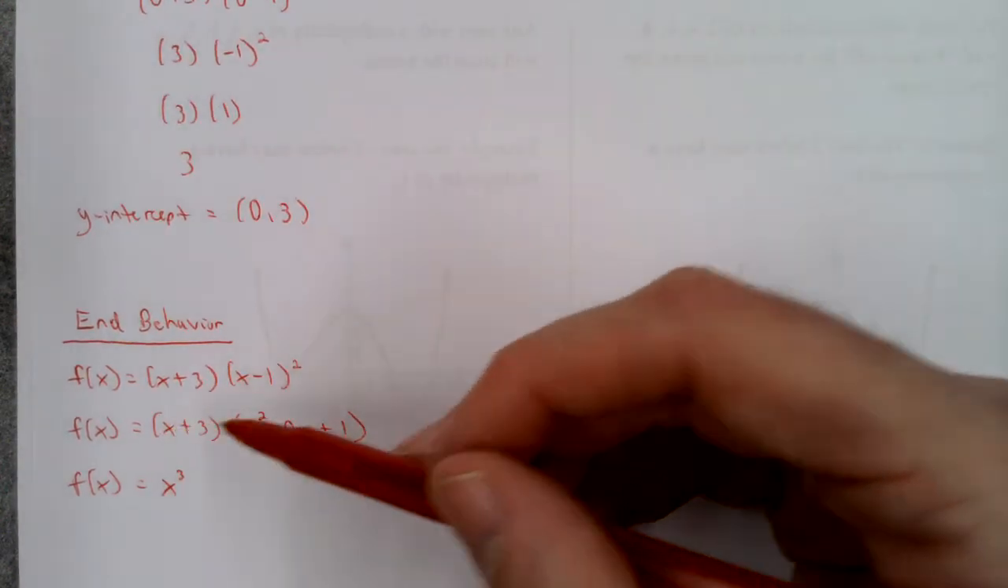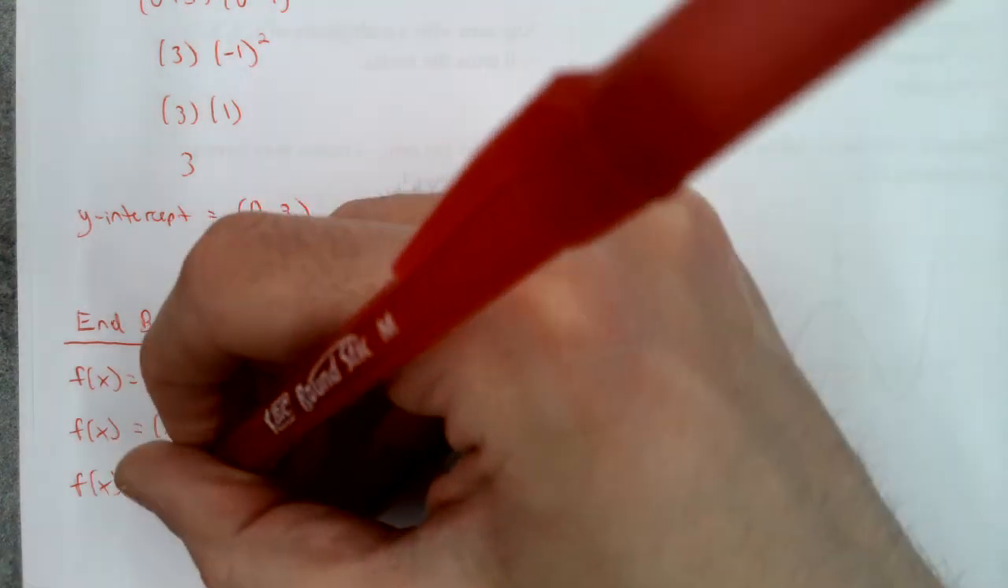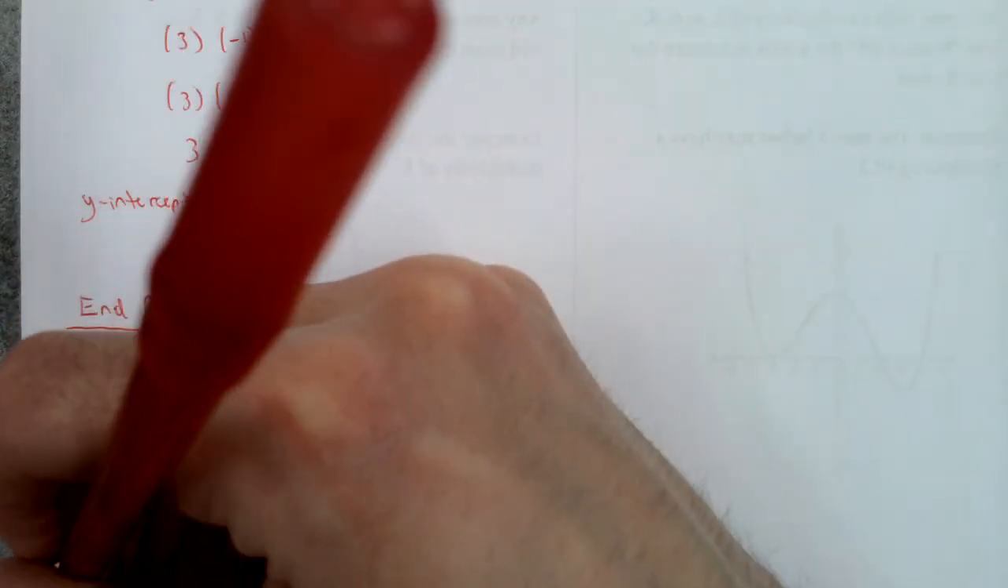Because if you think about it, I'm going to have minus 2x squared, then I have plus x, then plus 3x squared. There's not going to be any other cubic terms or anything bigger than that. So I don't care what comes next. I know that it's going to be an odd degree with a positive leading coefficient. So here's my end behavior.